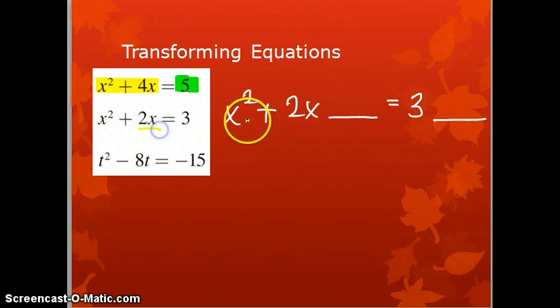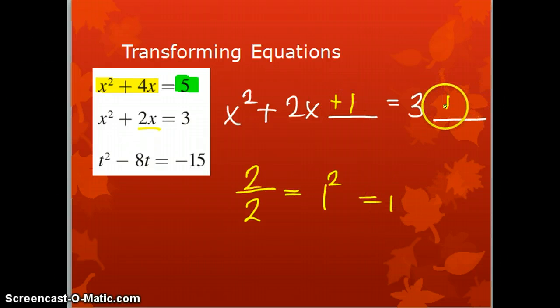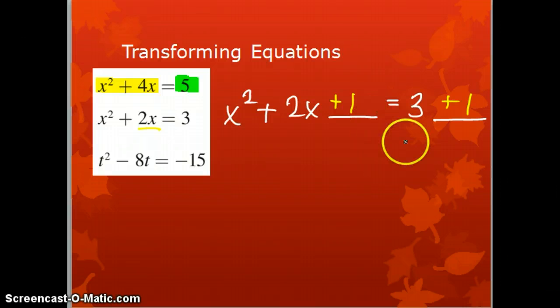So we take the 2x divided by 2, because we're taking half of it. Half of 2, or 2 divided by 2, I get 1. 1 squared is 1. That means my number that's going to complete this square is 1. You should already start to see that the numbers on the left and the numbers on the right are starting to form equations that we want to work with.